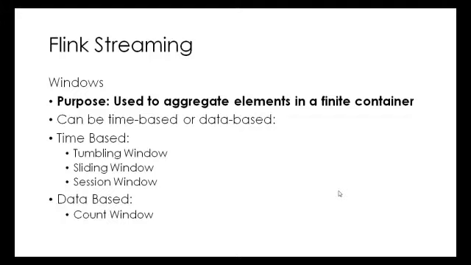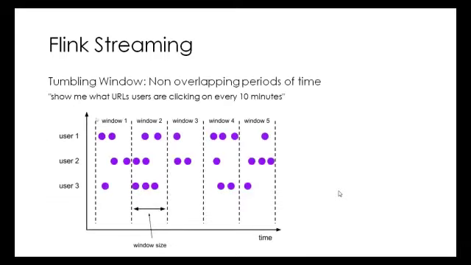I'm going to go through these one by one and give you a pretty concrete example of what they look like. Let's talk about what a tumbling window is. These are the non-overlapping windows. Here's a simple use case: show me what URLs users are clicking on every 10 minutes. You've got a website and people are clicking on the pages, and your manager wants to know who's clicking on what within a certain time period.